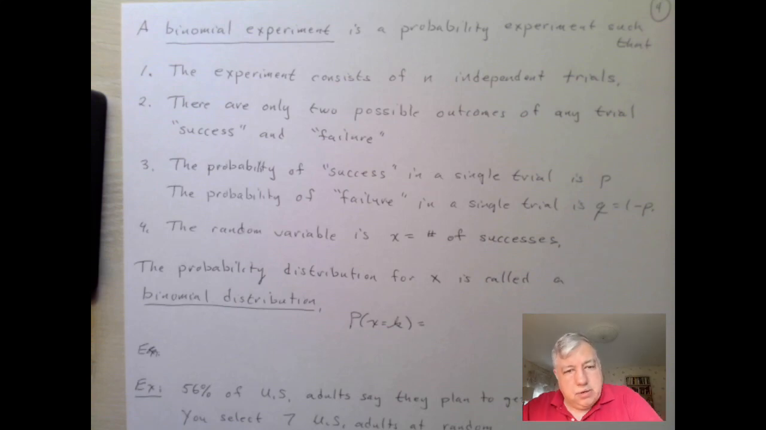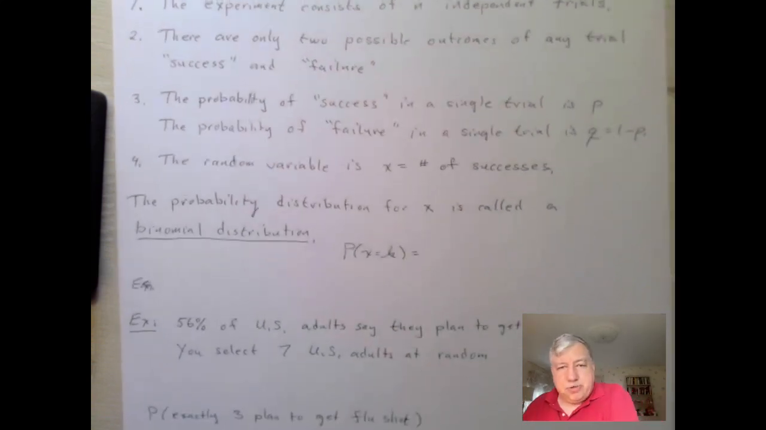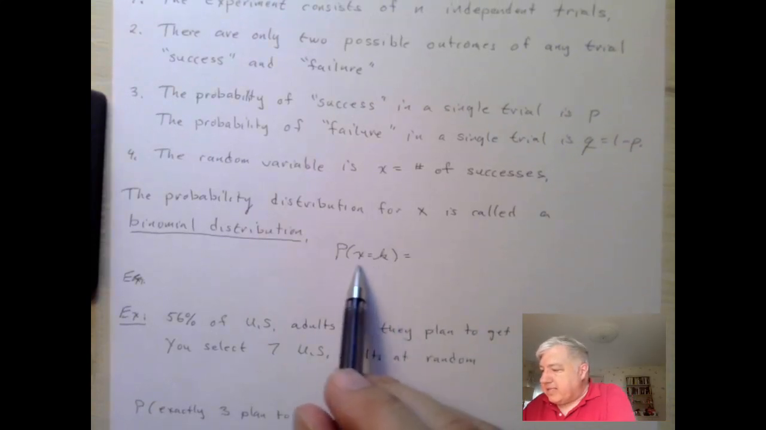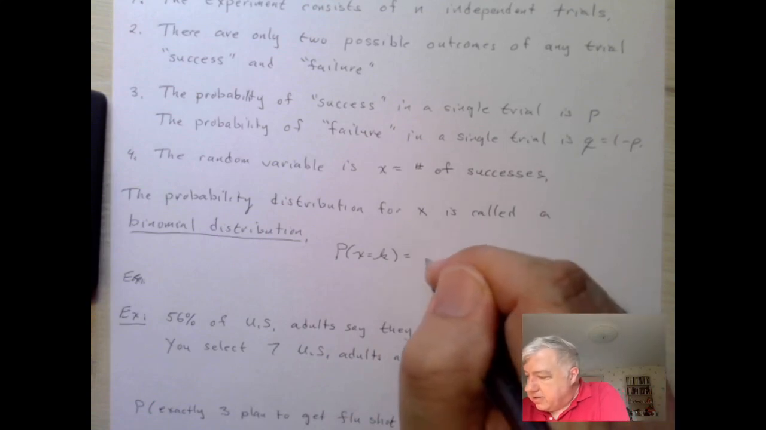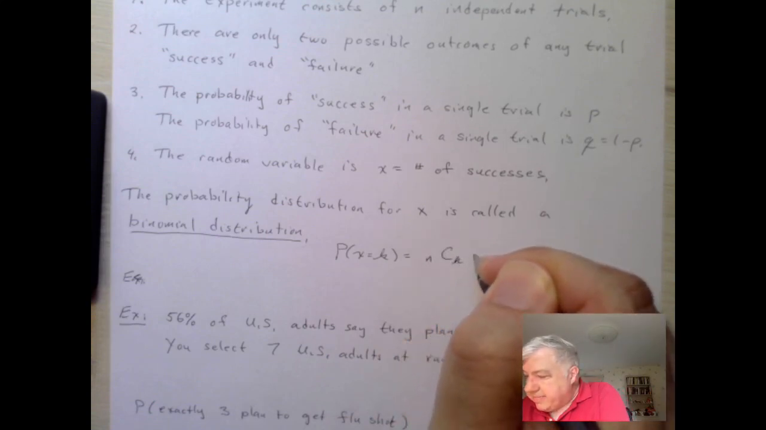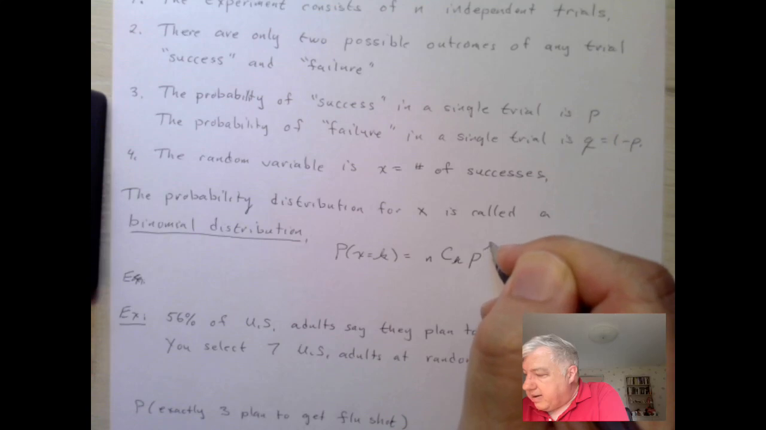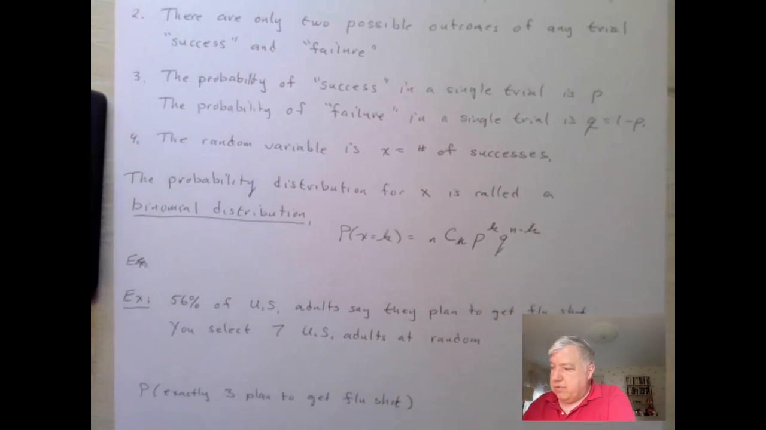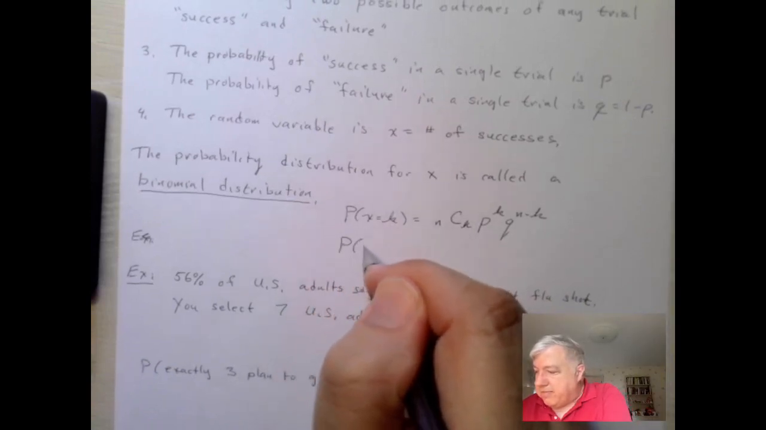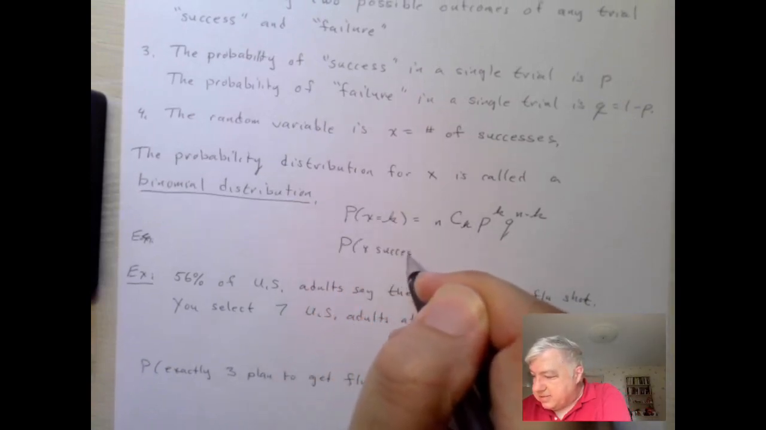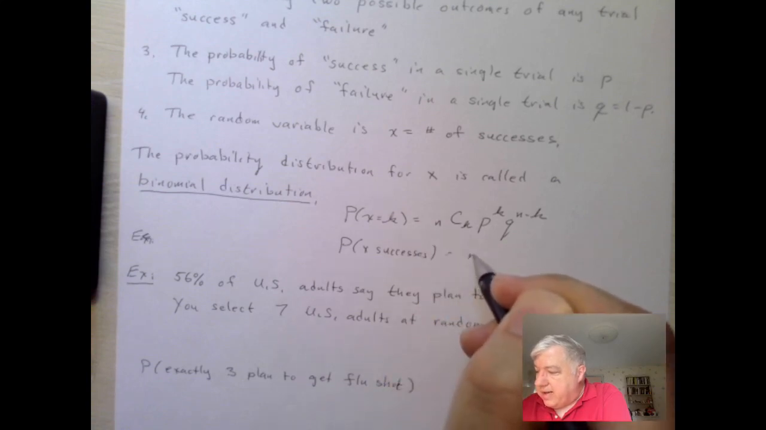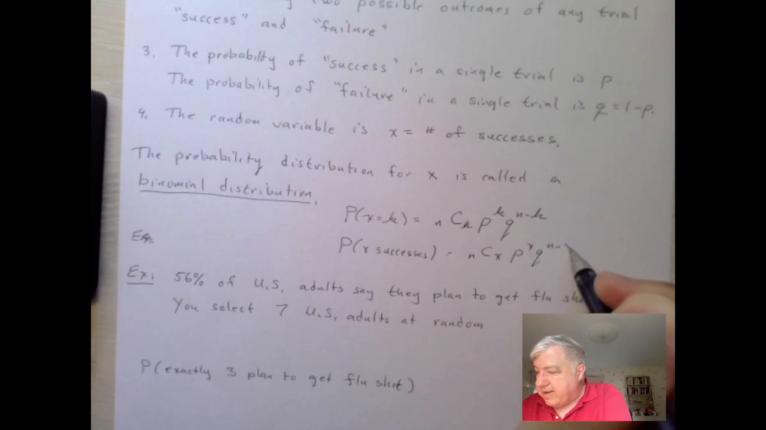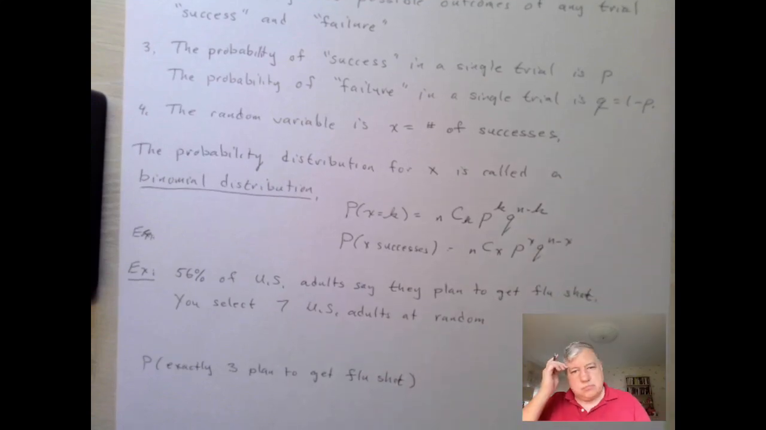Okay, so the probability distribution then, we want to find the probability of k successes. This would be n choose k times p to the k times q to the n minus k. Or if you want to look at it this way, the probability of x successes would be n choose x times p to the x times q to the n minus x. Right?